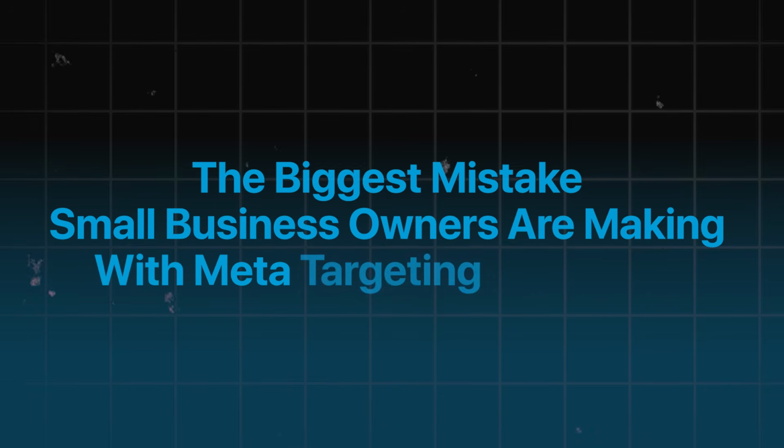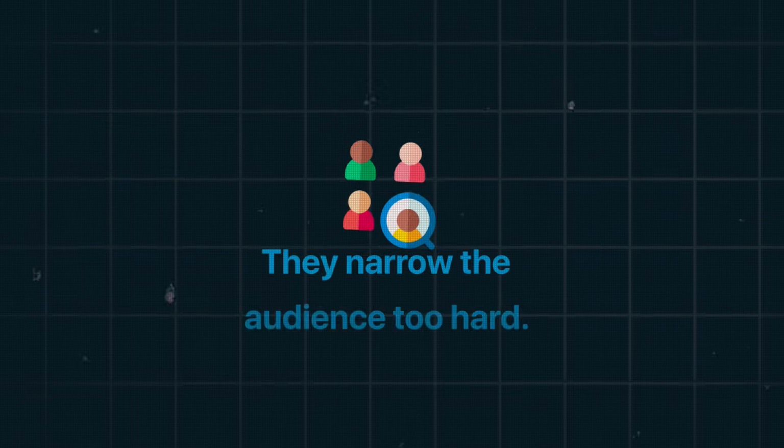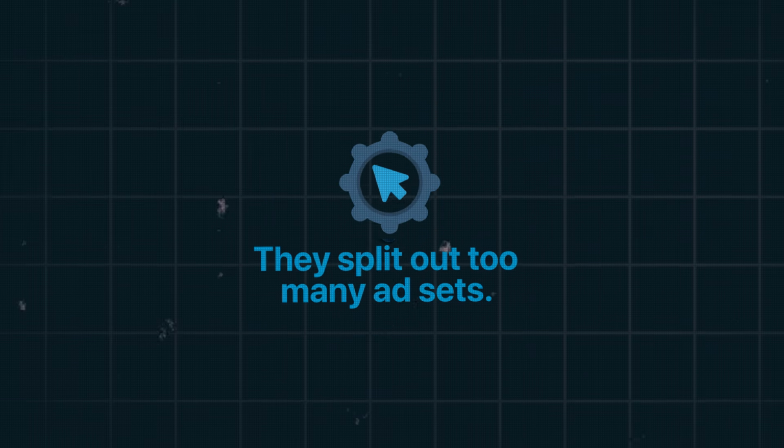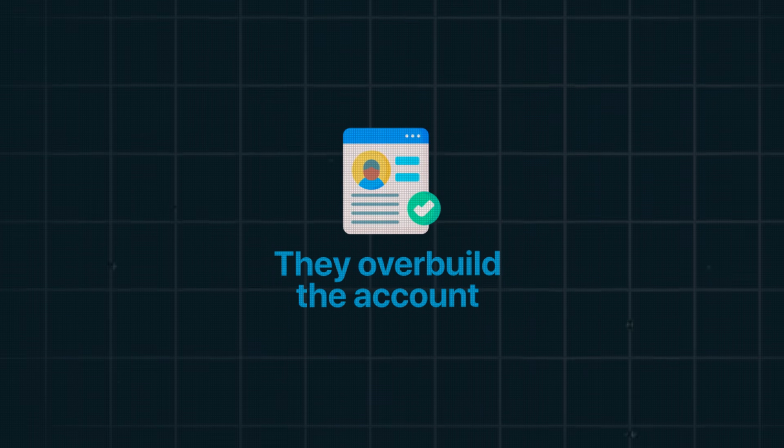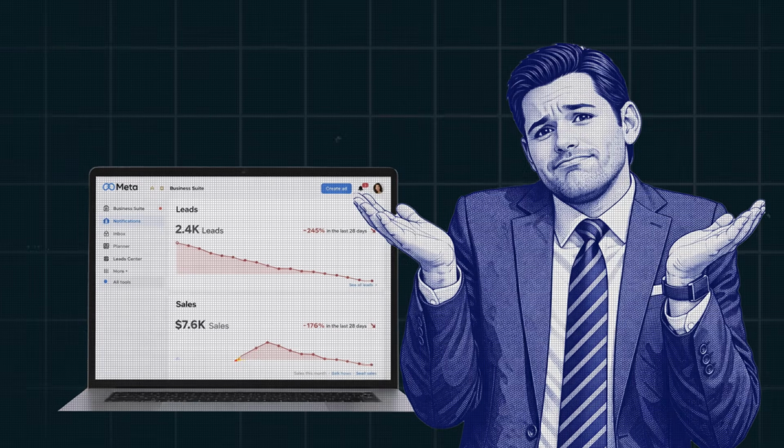Otherwise, let's get into it with the biggest mistake small business owners are making with Meta targeting right now. They're trying to control too much. They narrow the audience too hard. They split out too many ad sets. They overbuild the account and then wonder why the results are inconsistent.